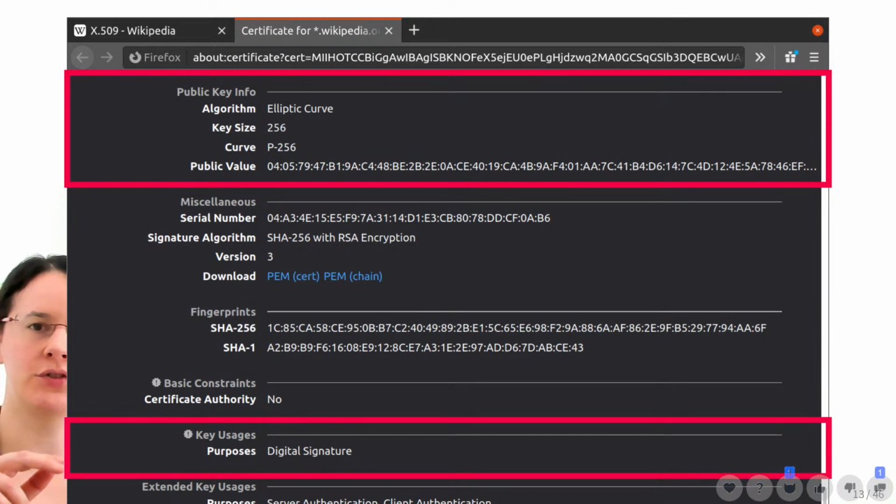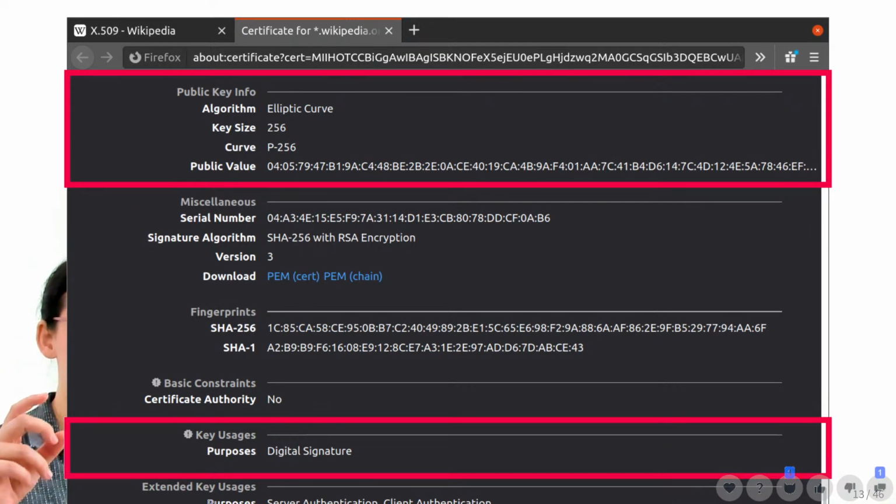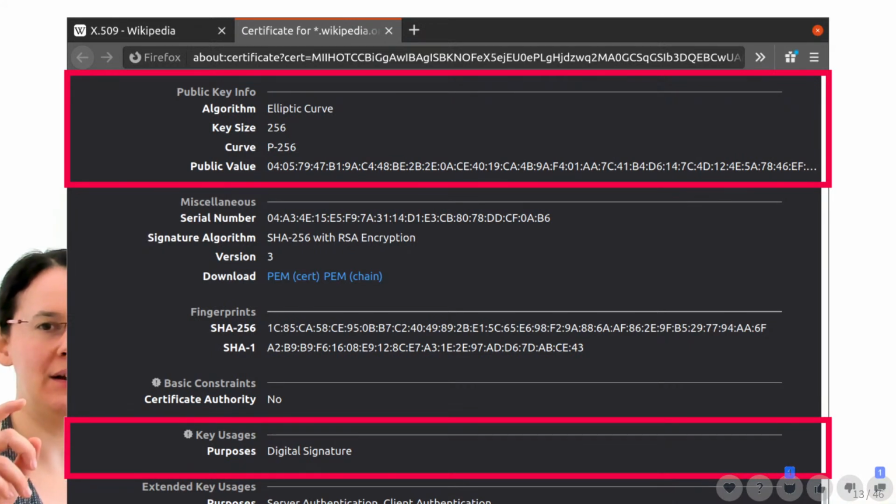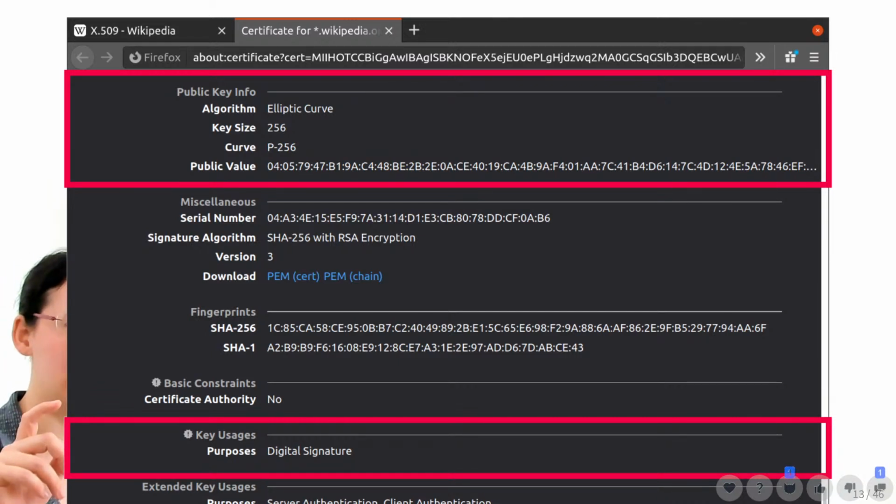There are some additional constraints for what kind of use this certificate is valid. So in particular, a certificate always has to say whether it's allowed to sign other certificates or not. So it says here, basic constraints, that's the name of this property. Certificate authority no. This means that Wikipedia is not allowed to act as a CA and sign other certificates.